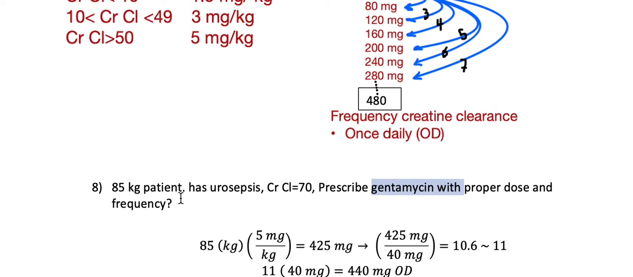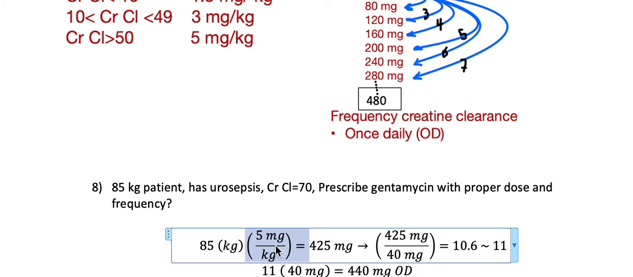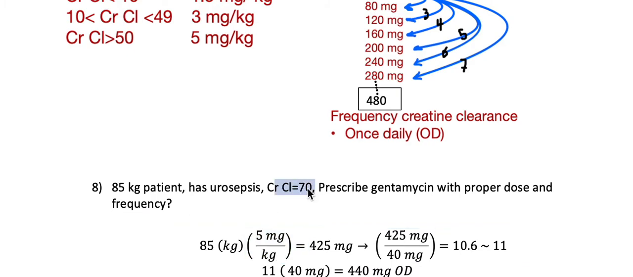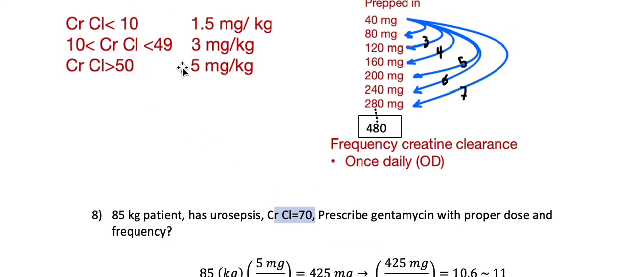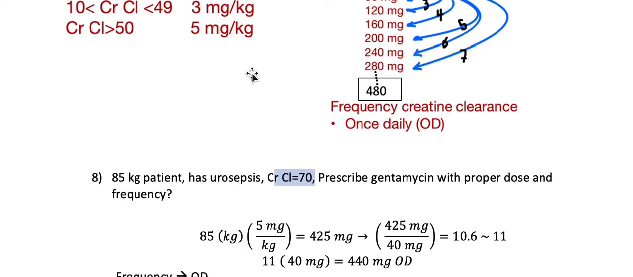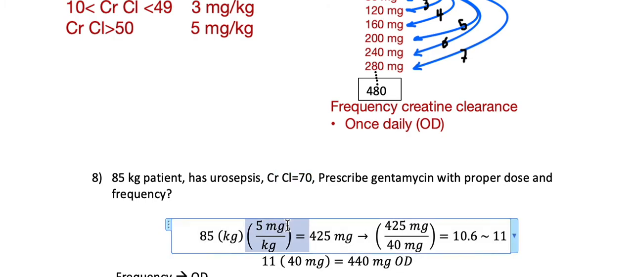All right. So we start off with something that you know, and that's his weight. So it's 85 kilograms. Write that down first. Then you need to write down the dose. The dose, we said, is based on the creatinine clearance of 70. And we went over here and it's 5 milligrams per kilogram. That's exactly where I got that from. So 5 milligrams per kilogram. Kilogram and kilogram cancel out and you're left with the milligram as the unit for the final answer.